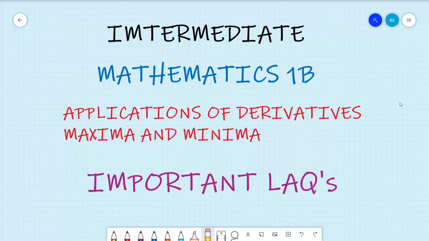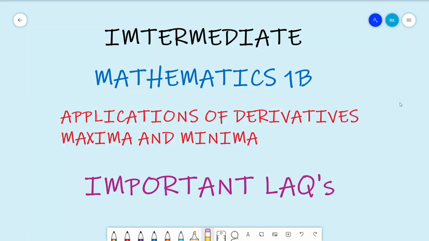One long answer type question is expected from the concept maxima and minima. That is from the chapter Applications of Derivatives, exercise 10H. There are 6 most important questions which have been repeatedly asked in the board exam. In this video, I will be explaining one of those 6 questions. In the coming videos, we will learn the rest of the questions.